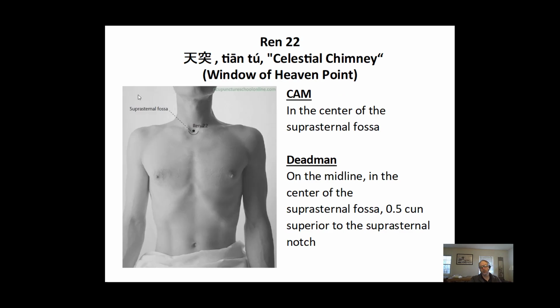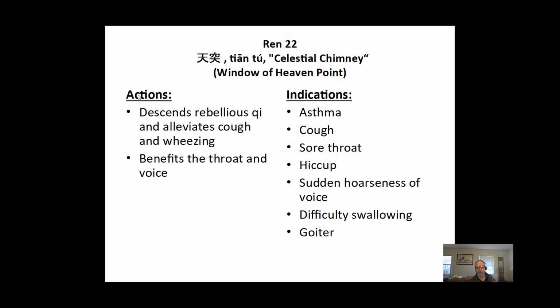22. 22 is the window of heaven point. It's on the midline in the center of the suprasternal fossa, which is where the 2 collarbones attach, that little space right here. It is 0.5 sun superior to the suprasternal notch, right? So what you do is you're going to needle into that, and then you're going to turn the angle like this, and you're going to slip that needle on the underside of the breastbone to hit the thymus gland. Descends rebellious qi, alleviates cough and wheeze, benefits the throat and voice.